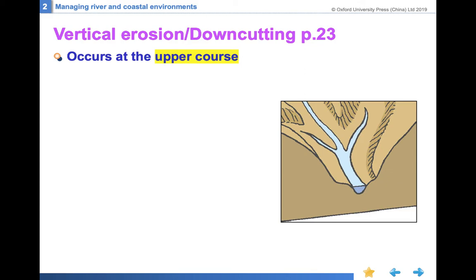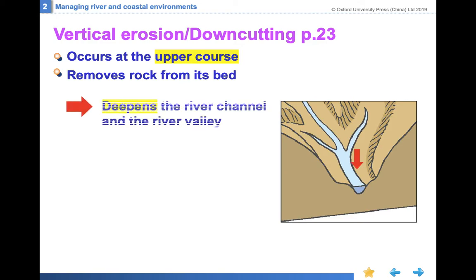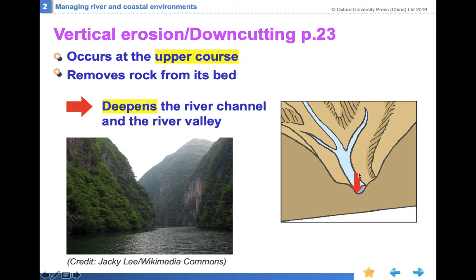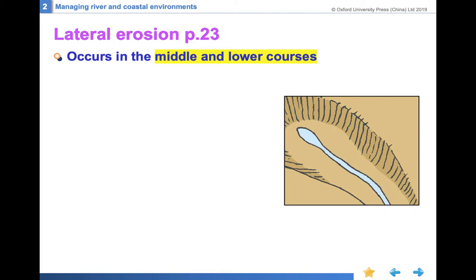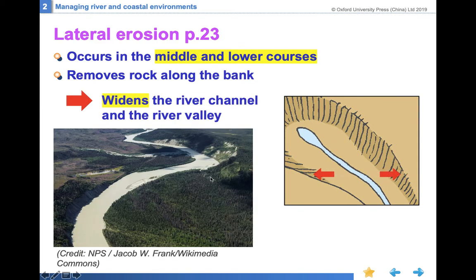For the vertical erosion or the downcutting, it usually occurs at the upper course. It removes rock from the bed, deepening the river channel. For the lateral erosion, usually found in the middle and the lower course, it removes material along the river bank at the two sides. That's why it can widen the river channel and the river valley. That's why in the middle and lower course, you could find that the river channels are usually quite wide.